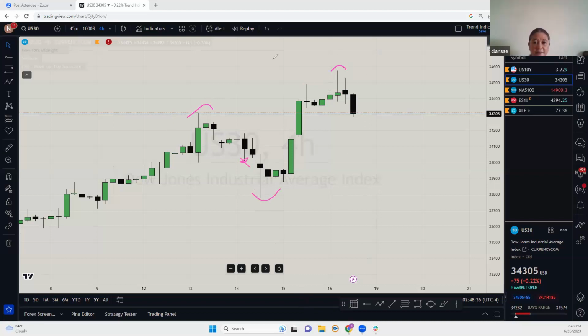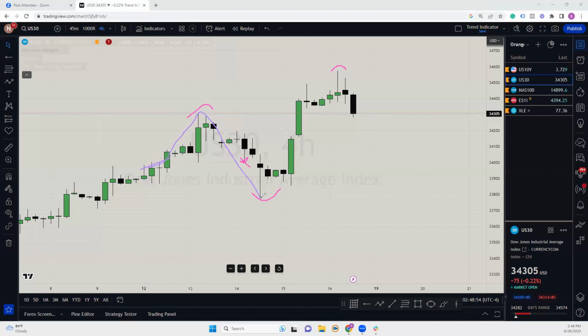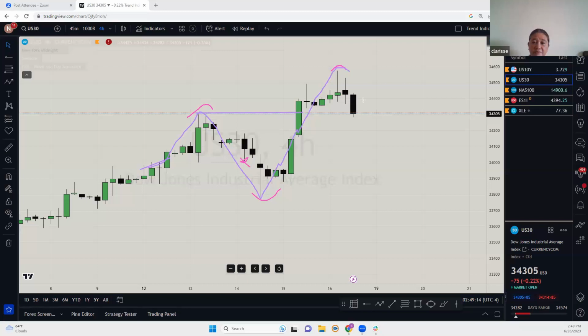Now you can see that the price goes higher and makes a swing high, then it goes lower, makes a swing low, then it goes back up and makes another swing high. And in the meantime, this most recent swing high is taken out. So this is bullish, because we have traded higher.